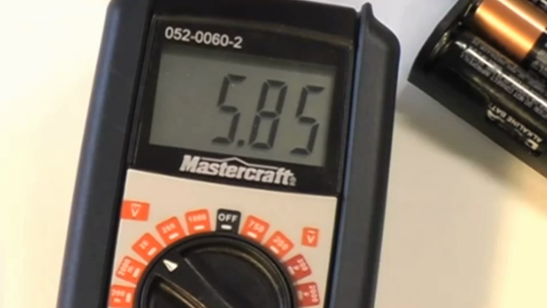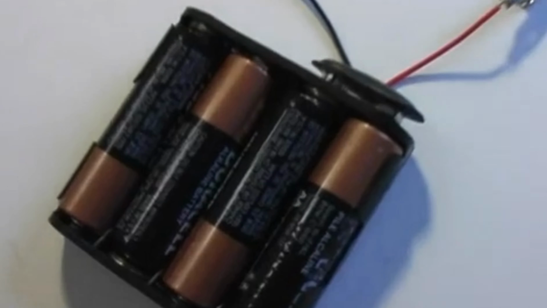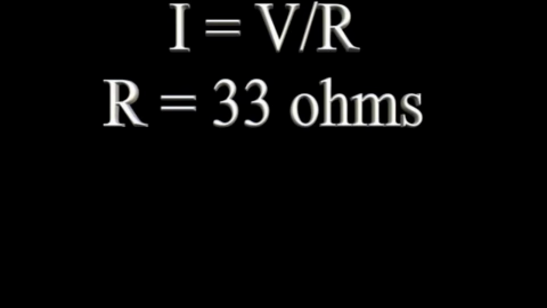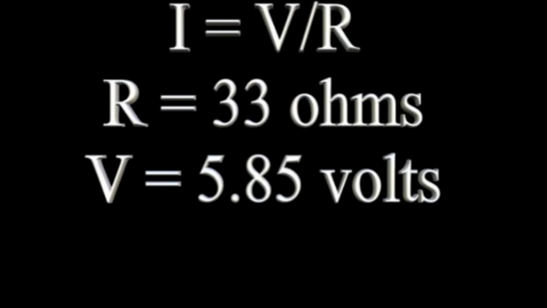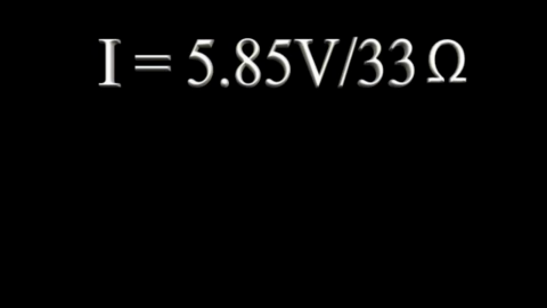Now that we know voltage and resistance, we can use Ohm's law to determine how much current is flowing in the circuit. We will use I equals V divided by R. Current equals voltage divided by resistance. We know that R is 33 ohms and V is 5.85 volts. Substituting, our formula becomes I equals 5.85 volts divided by 33 ohms.